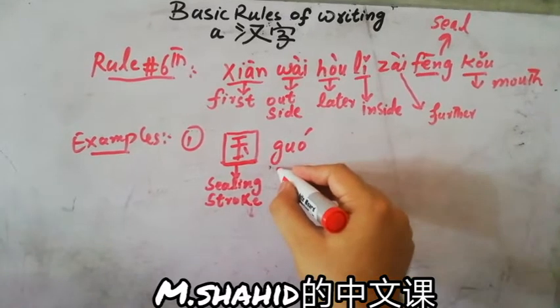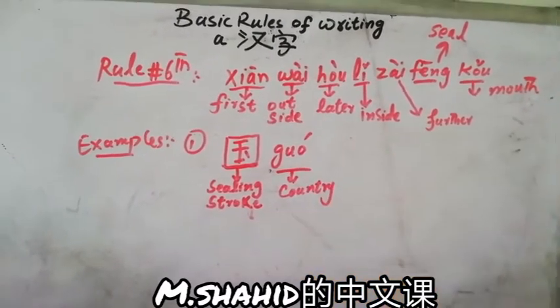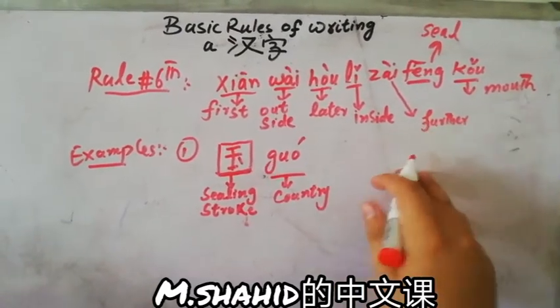So it is guo, which means country. Okay, guo.